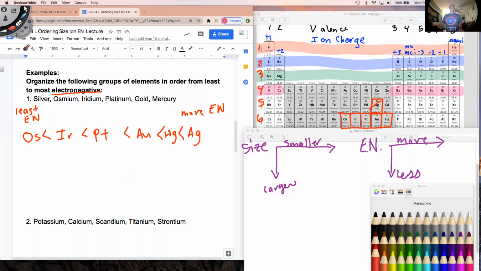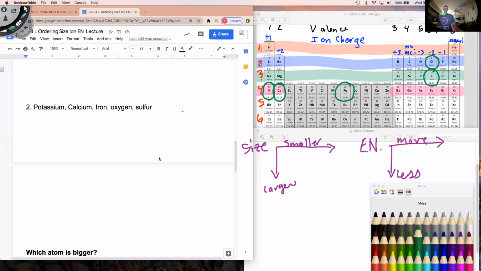Very straightforward. Let's take a look at the next one. Let's do an example. We're working with potassium, calcium, iron, sulfur, and oxygen. We're looking to go from least electronegative to most electronegative. Remember, as we move across to the right, we get more electronegative. As we move down, we get less electronegative. So if the highest is over here, then the ones on the far left would be the least. So which one's the furthest left?